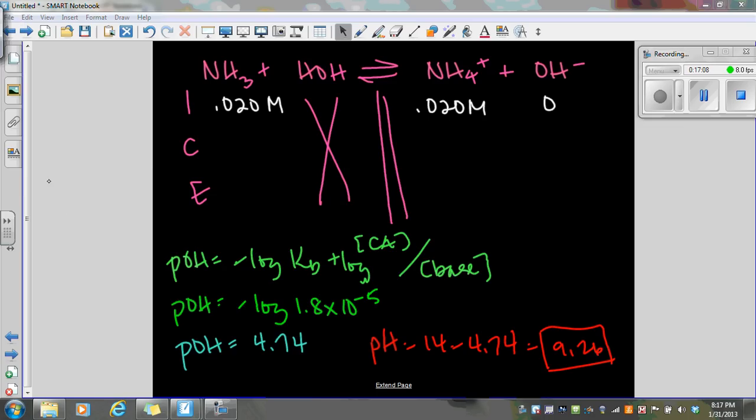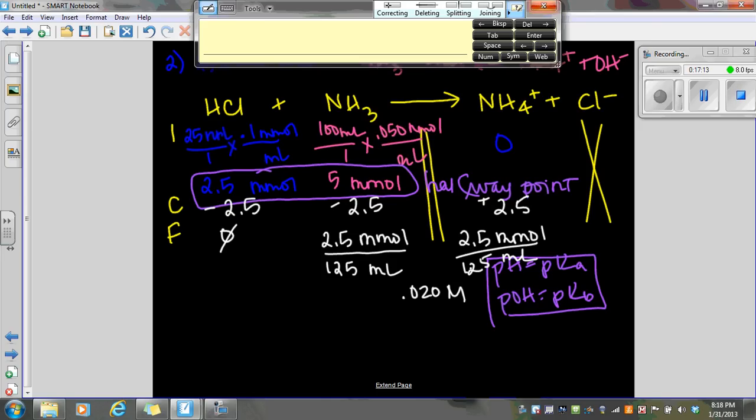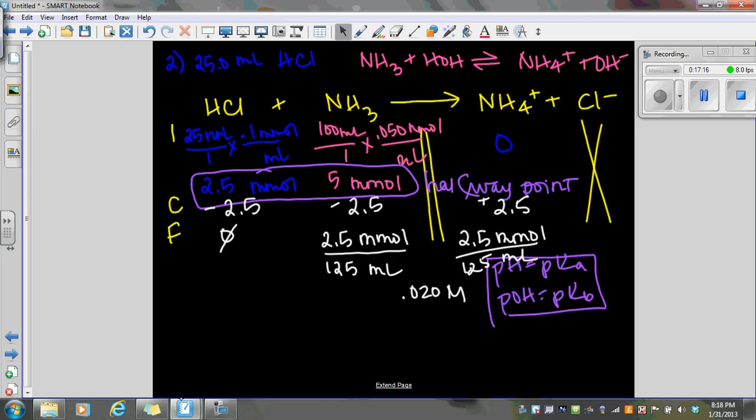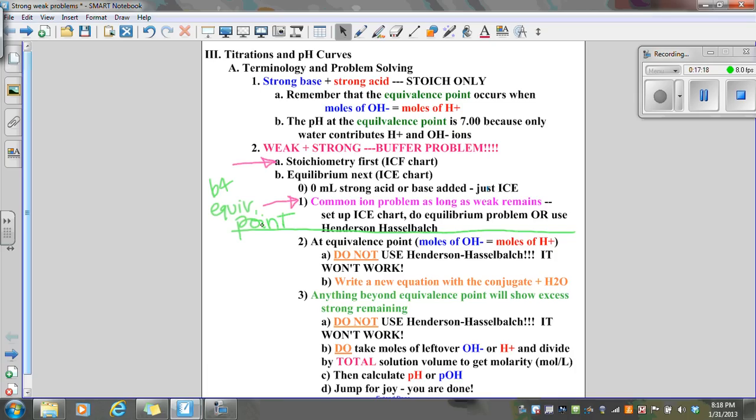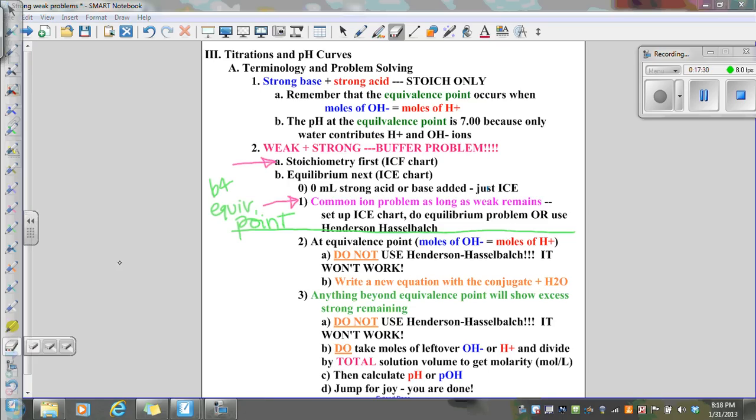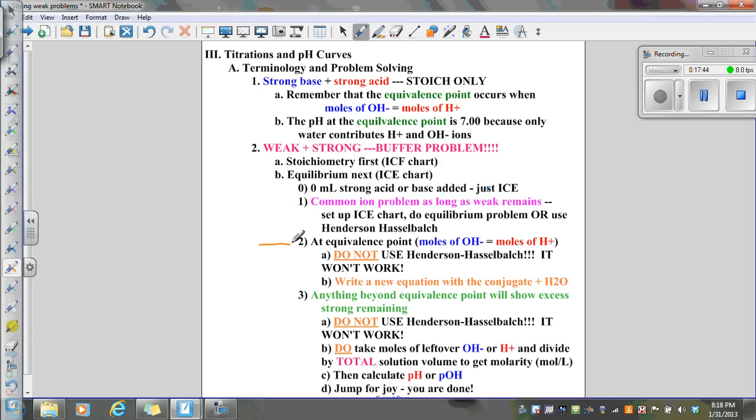All right, so I'm going to do what I did last time. I am stopping before the equivalence point. Prior to the equivalence point, I can use Henderson-Hasselbalch. Remember that when I have no strong acid or strong base added, all I do is stoichiometry. So I'm going to do a second video where I start at the equivalence point. I will be starting here in the next video.